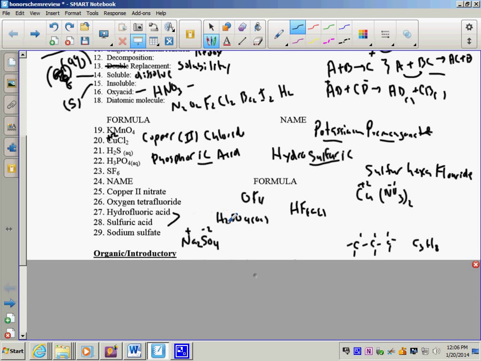We have then the formulas: copper 2 nitrate, charge balanced. Oxygen tetrafluoride, this tells me that it's covalent, and there it is, right here. We have hydrofluoric acid right here. I have sulfuric acid right here, and I have sodium sulfate right here.